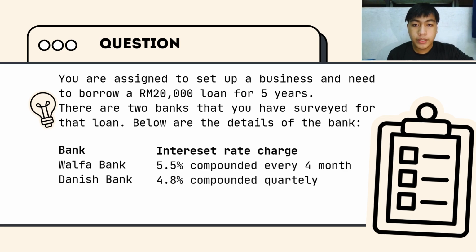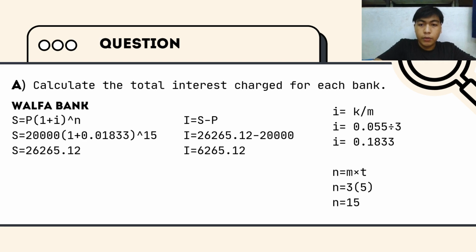Question: You are assigned to set up a business and need to borrow a 20,000 loan for 5 years. There are two banks that you have surveyed for that loan. Below are the details of the banks. Alpha Bank: 5.5% compounded every 4 months. Danish Bank: 4.8% compounded quarterly. Calculate the total interest charge for each bank.